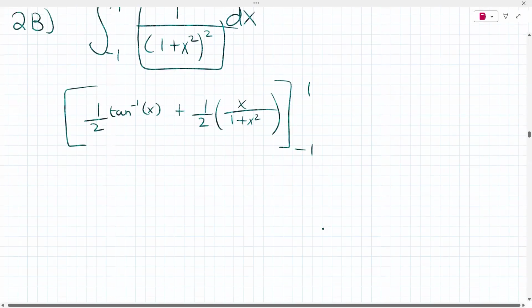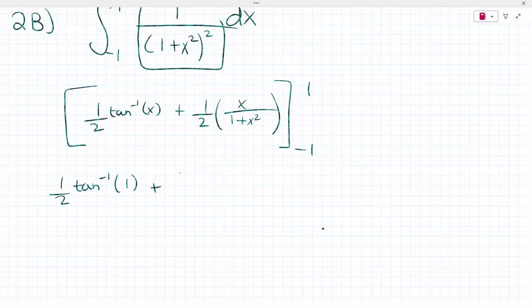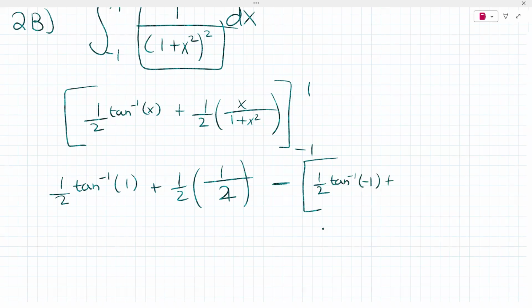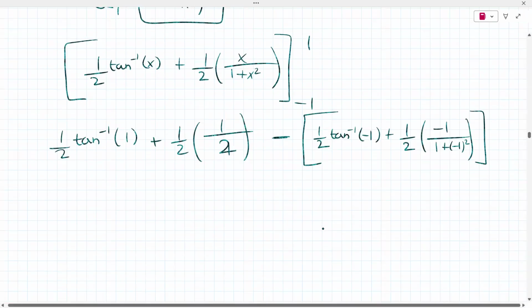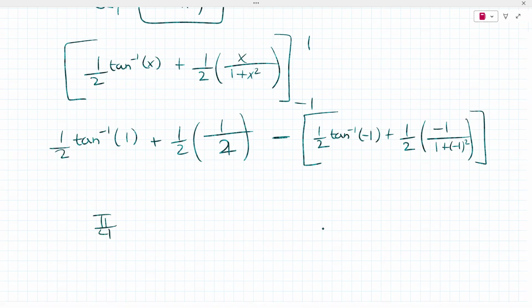So if you put that in, it's going to be 1/2 tan inverse of 1 plus 1/2 of 1 over 1 plus 1 squared, which is 2, minus the bracket. And when you do all the algebra, you should get π/4 plus 1/2.